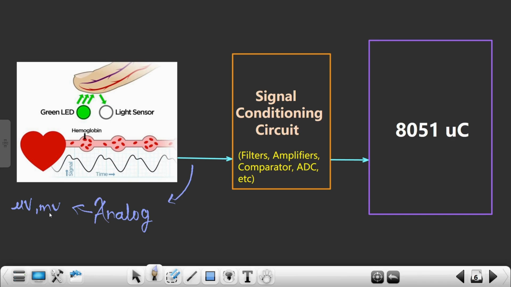So we need to amplify it to certain volts, right? Maybe 1 volt, 2 volt, we don't know. Then this signal would be fed to a comparator, and then it will be given to ADCs and all. Why ADCs? Because we want a digital signal over here.